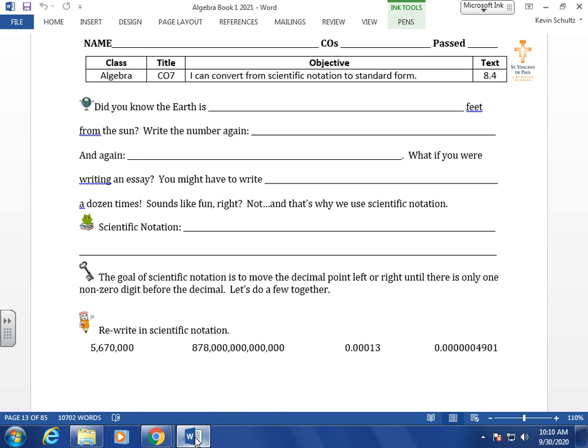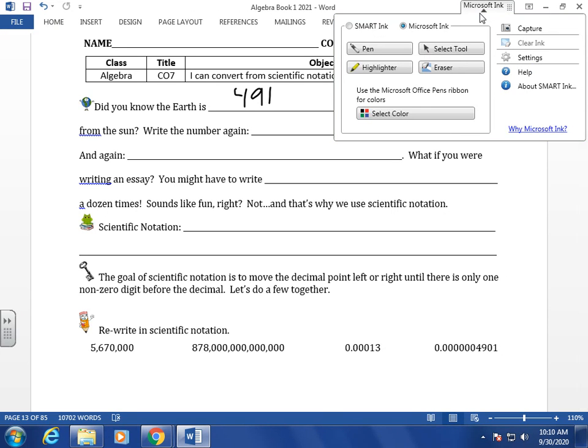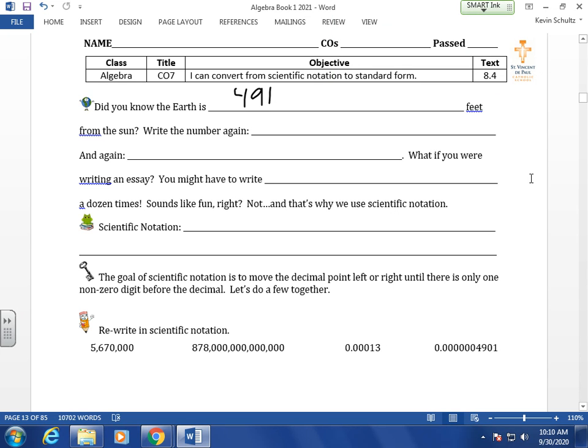For example, did you know that the Earth is 491 billion, that's 9 zeros, folks, billion feet from the sun? If you didn't, then you learned something today.